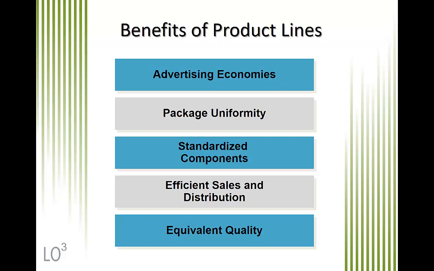There are benefits of product lines. First is advertising economies. Product lines provide economies of scale in advertising. Second, package uniformity. Packages in a product line may have a common look but maintain their individual identities. Third, standardized components. Reductions in manufacturing and inventory cost because they are all similar but have different ingredients. Fourth, efficient sales and distribution. A product line enables a full range of choice to customers. As a result, better distribution and retail coverage. Lastly, equivalent quality. All products in a line are perceived as having similar quality.